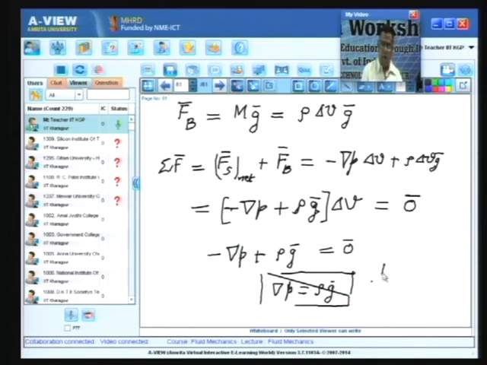So, this is what we call the basic equation of fluid statics.